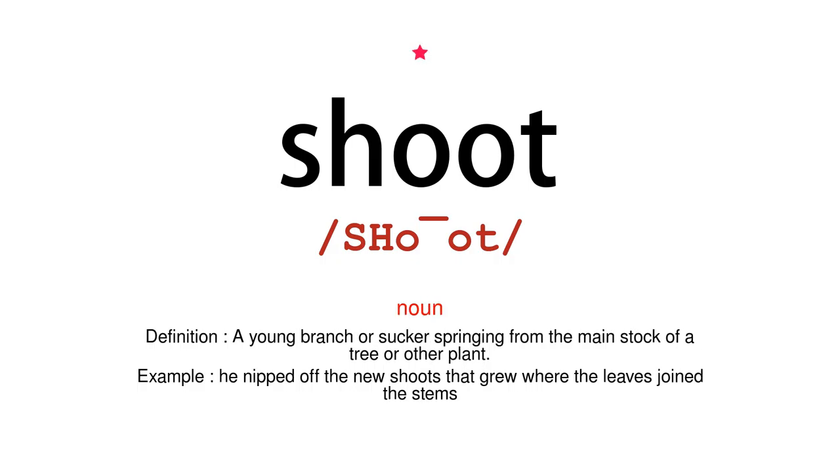Noun. Definition: a young branch or sucker springing from the main stalk of a tree or other plant. Example: he nipped off the new shoots that grew where the leaves joined the stems.